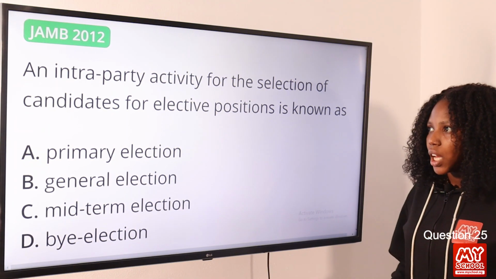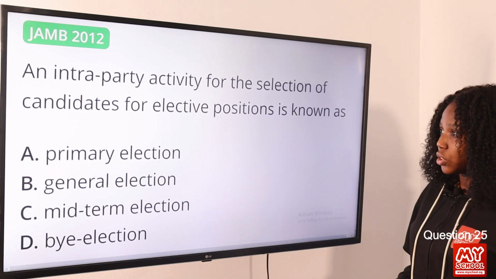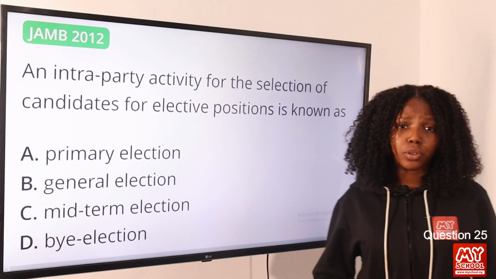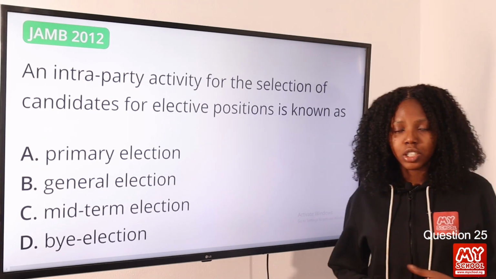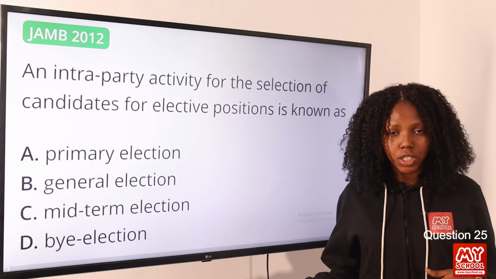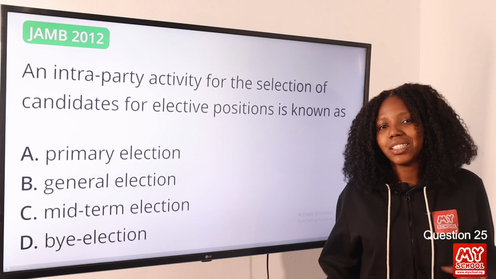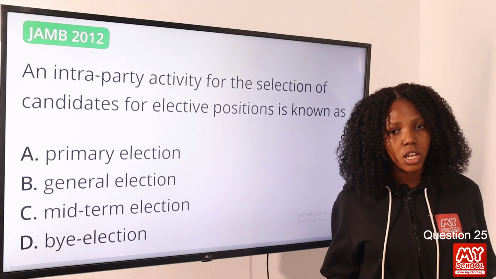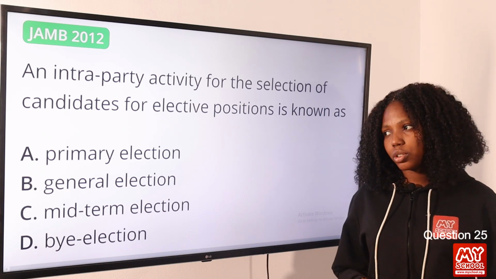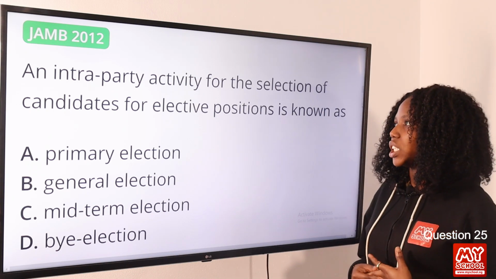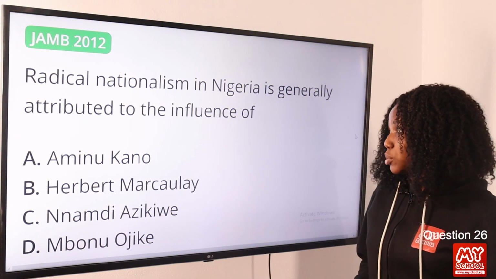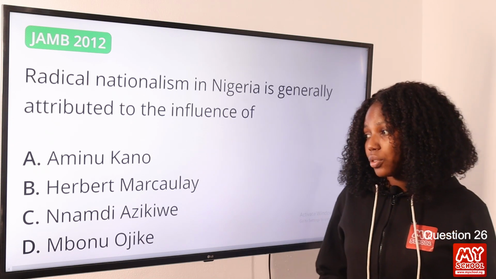Question 25. An intra-party activity for the selection of candidates for elective positions is known as dash. The answer to this question is option A, primary election. Primary election is simply the nomination of candidates for the general election, and this is done by political parties. So ideally, no election is done in primary election, but what is done is a nomination of candidates. So the answer to this question remains option A, primary election. Question 26. Radical nationalism in Nigeria is generally attributed to the influence of dash.